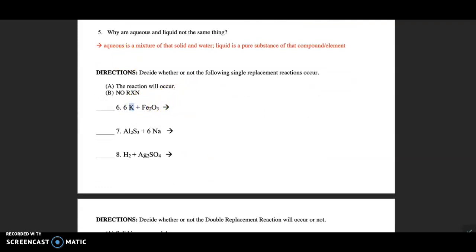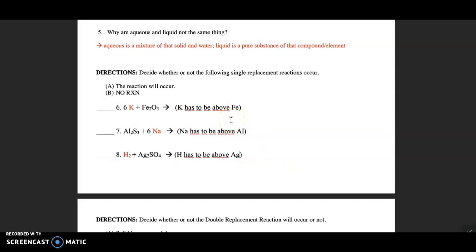So decide whether or not the reactions will occur. So that the element that's in red here, the thing that's by itself, has to be higher on the solubility curve than what's replacing. So here K has to be above Fe. And then for my next one, it's going to be Na has to be above Al, and here H has to be above Ag.